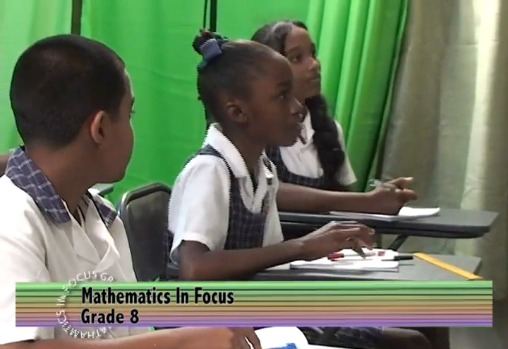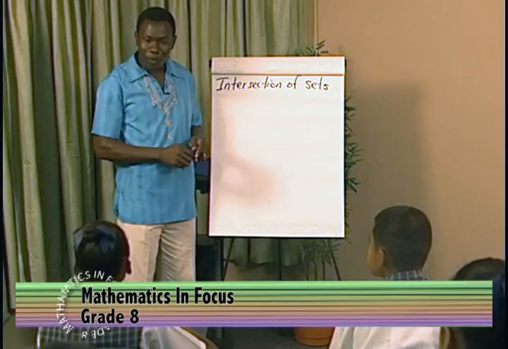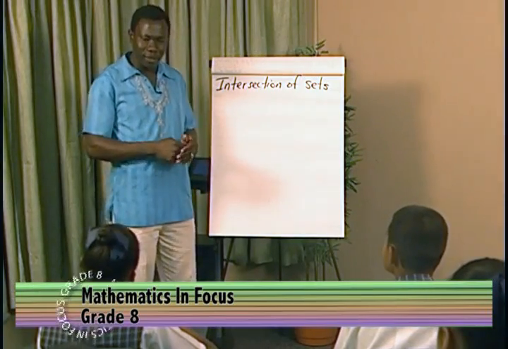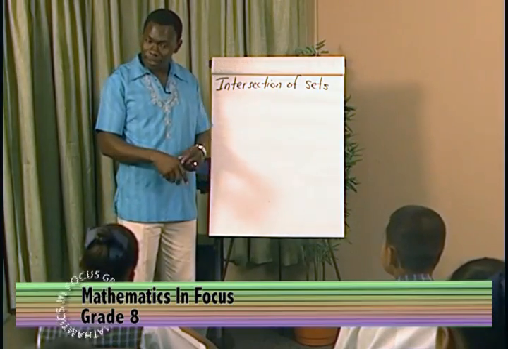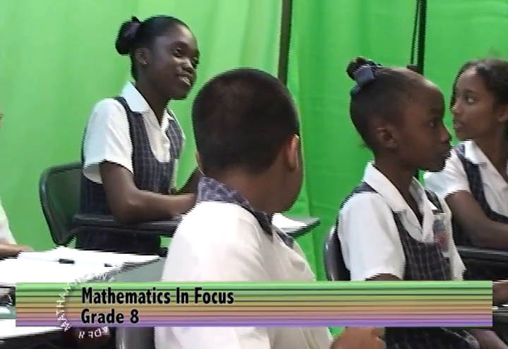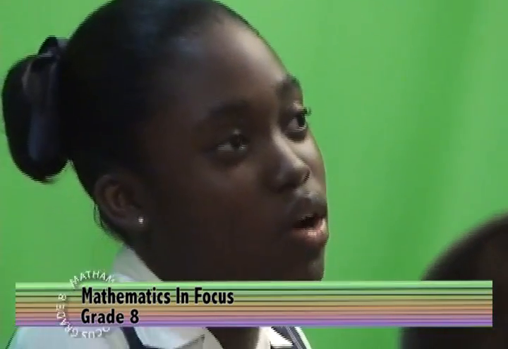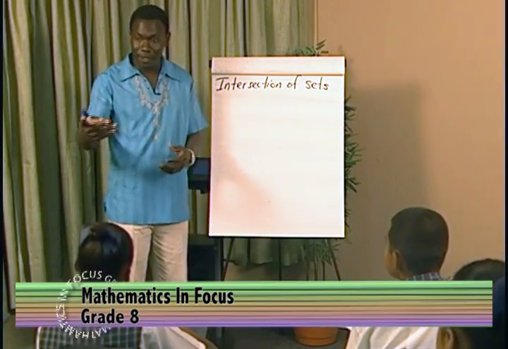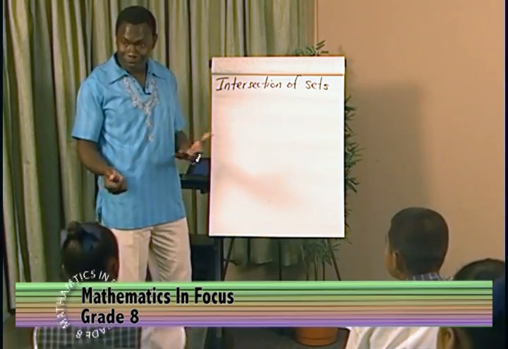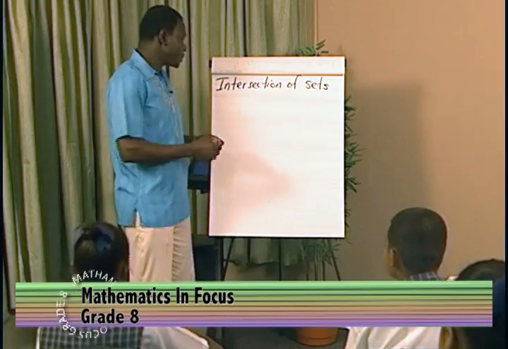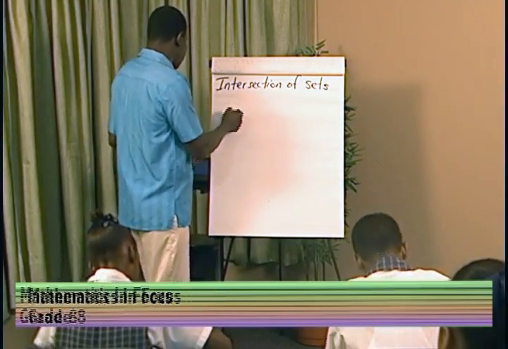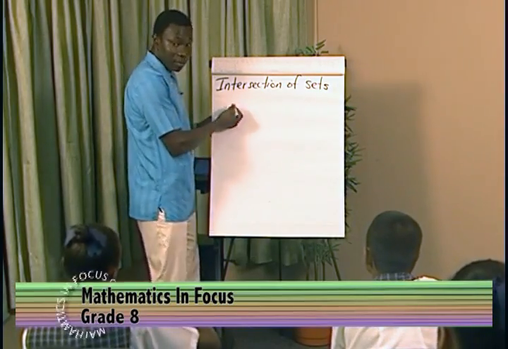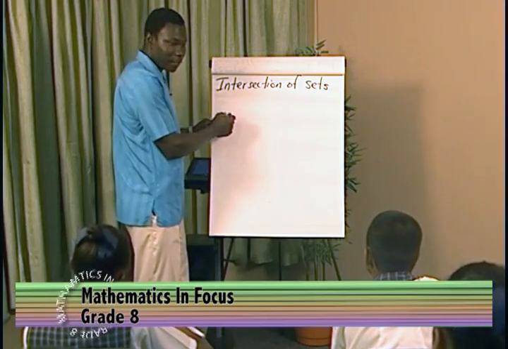Intersection of sets is when two sets are combined. When both of the sets come together? Yes. Intersection of sets is when some members of the set are common. When some members, yes, are common in the two sets. Correct. So we can say that two sets are said to have an intersection if they have some elements in common.